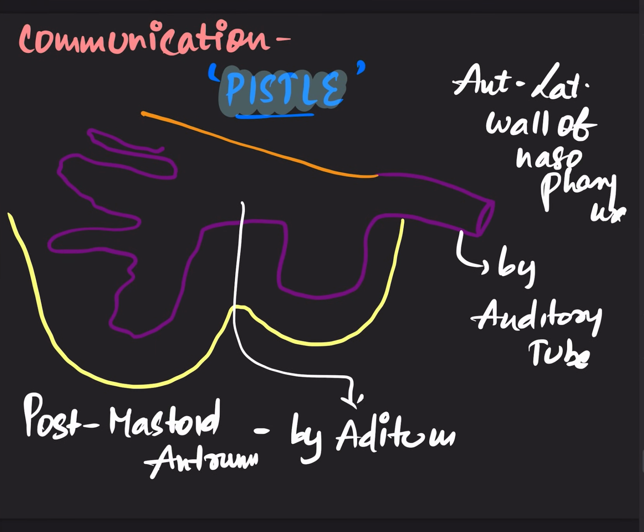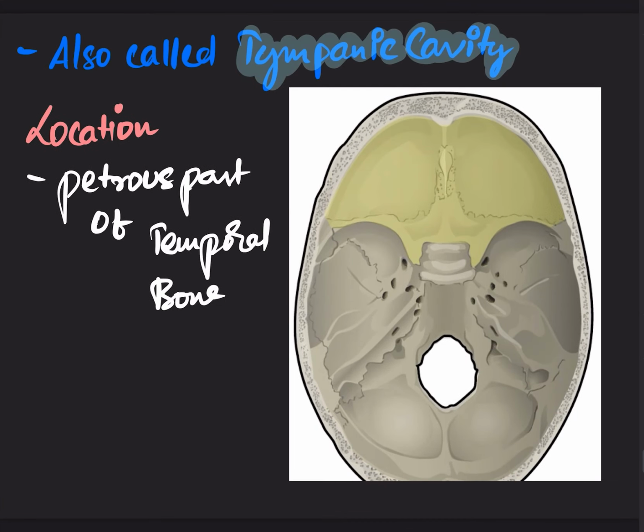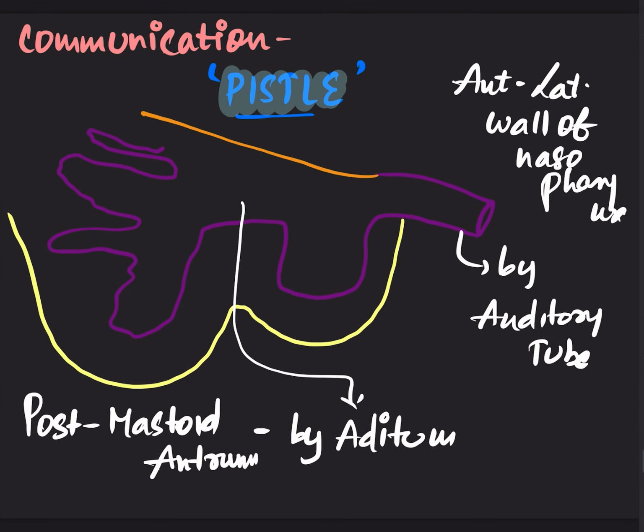So what actually is a middle ear? A middle ear cavity or a tympanic cavity is an air-filled cavity that is lined by the mucous membrane and is located in the petrous part of the temporal bone. In front, it communicates with the lateral wall of the nasopharynx. I have already told you about the nasopharynx. If you haven't checked the video, please do it now. In the features of the lateral wall of the nasopharynx, you can find the opening of the auditory tube.